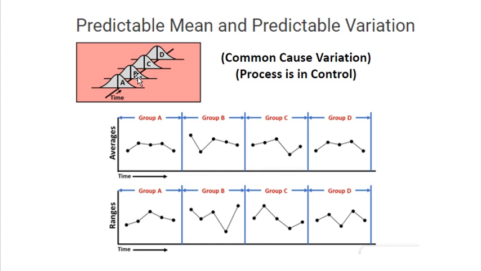So you have your A, B, C, D, and each has its own normal distribution right there, meaning that you are in common cause variation. Your data points going up and down mean there is variation, but that variation is okay. It is normal. You don't have to do anything. Your time here, and then your data right there.